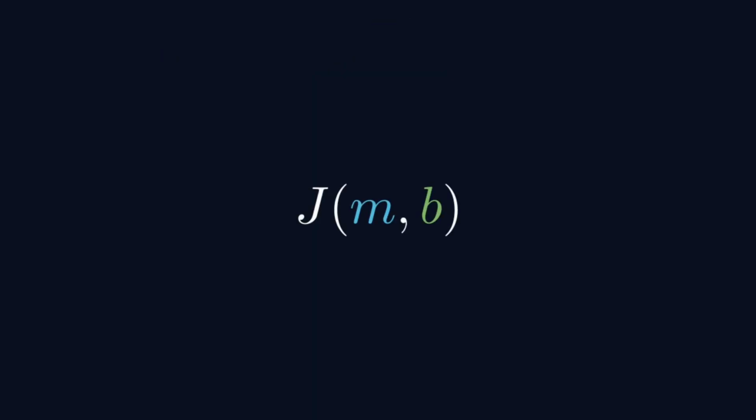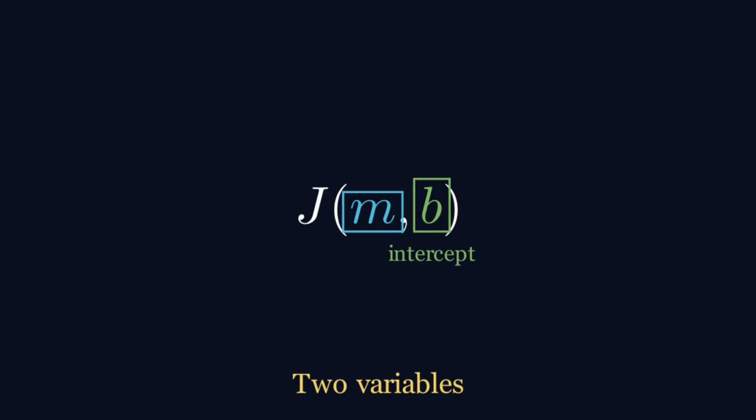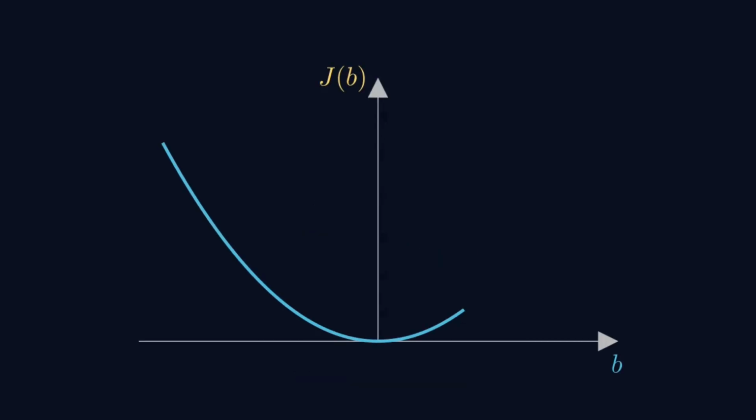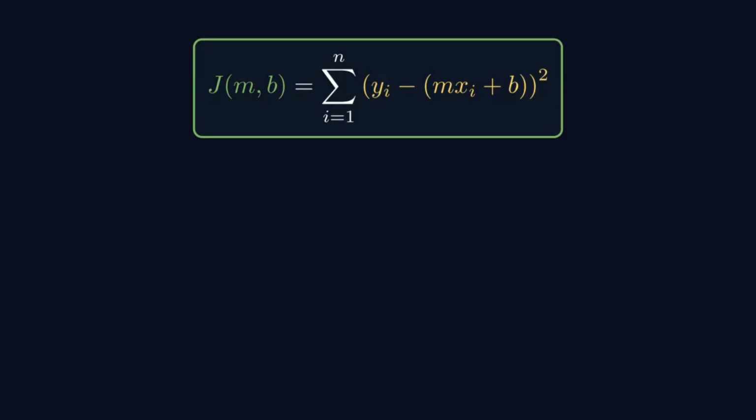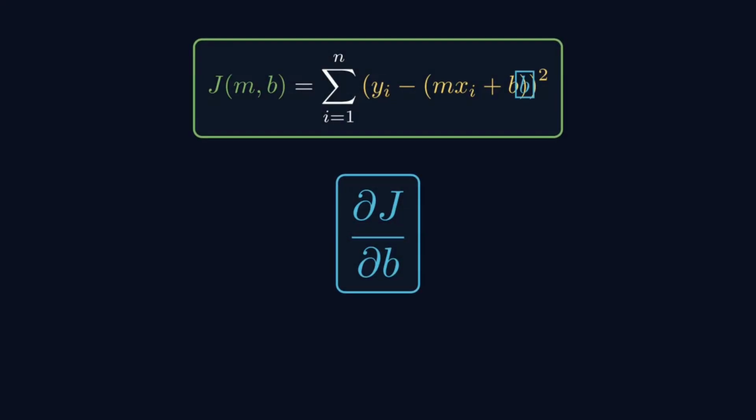But wait, there's a complication. Our cost function depends on two things right now, the slope m and the intercept b. So let's simplify this problem. For now, pretend we only change b. Imagine sliding the line up and down, keeping the slope fixed. How does the cost function change? That question is answered by a partial derivative. We take the derivative of the cost function with respect to b.